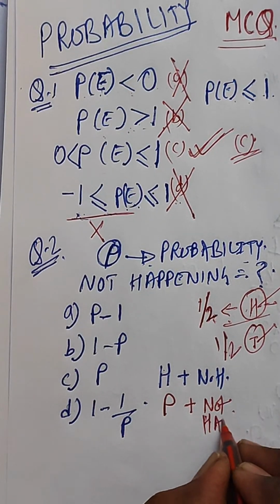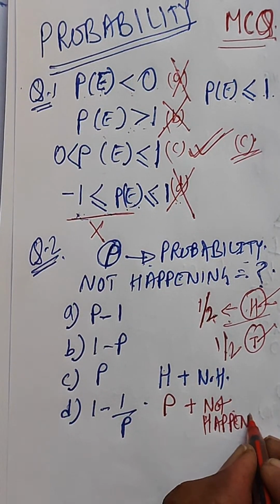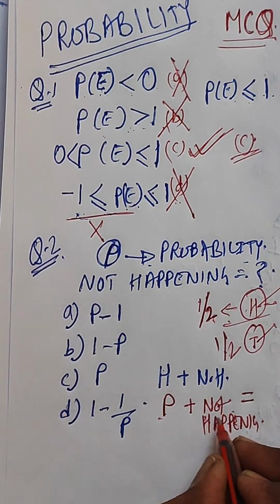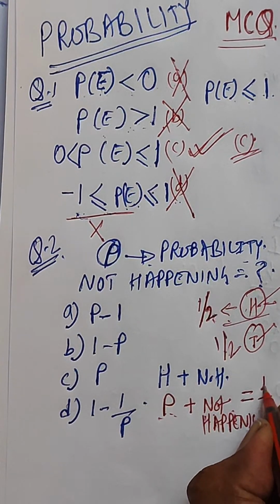Then not happening can be calculated because the sum of the desirable and non-desirable events will add up and the total will always be 1.